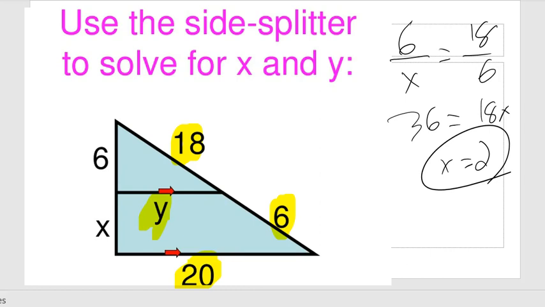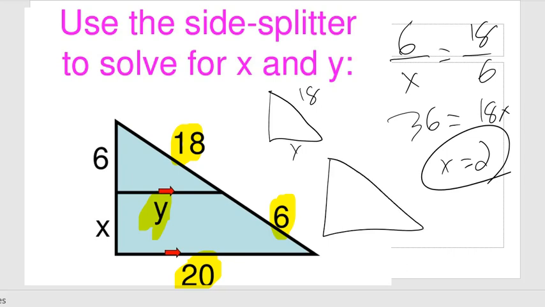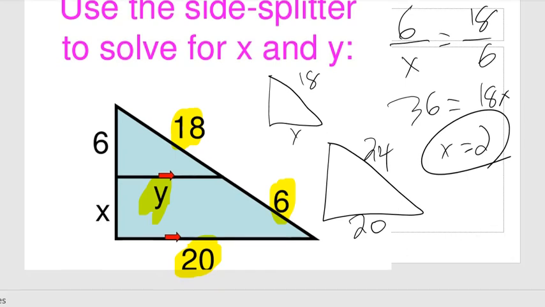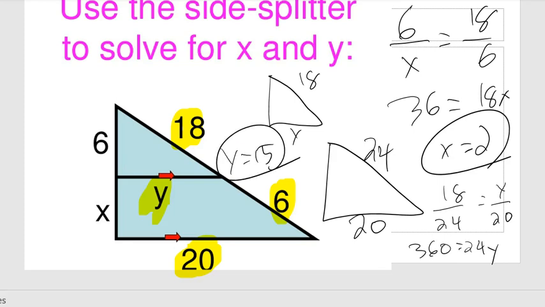But now if you remember, well, hey, there's a variable on the inside, that x, so we're going to write 2 triangles. I get 18, I get y, I get another big one, I get 20, I get 24. So now I'm going to make my ratio, or my proportion, 18 over 24 equals y over 20. I take 18 times 20, and for my answer I'm going to get 360 equals 24y. And all I have to do is divide that number by 24. I get 15. So my other answer is y equals 15. Those are my 2 answers.